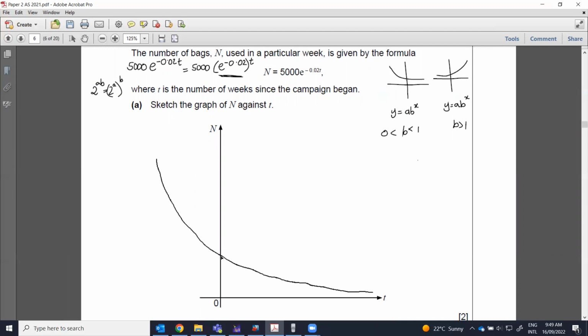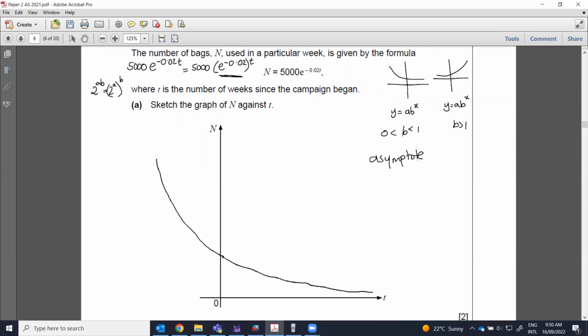Now we just need to figure out what this value over here is. So remember the t-axis or the x-axis over here is what we call an asymptote. Now an asymptote, that is a line that the graph gets closer and closer to. So you can see it's getting closer and closer to the t-axis, but it never actually crosses it.